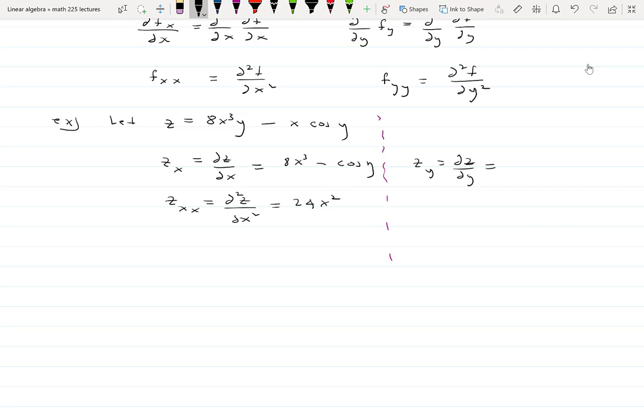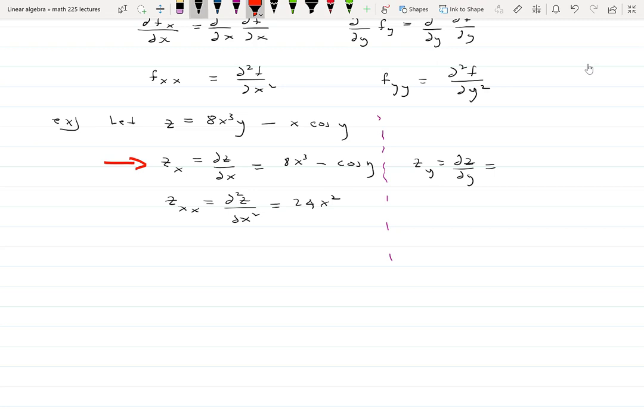I'm looking back and I think I made a mistake with partial z partial x. Ah, crud. I'm sure you saw it. Did you see it? It's an easy fix. I just wish I didn't make the mistake. So it's right here.